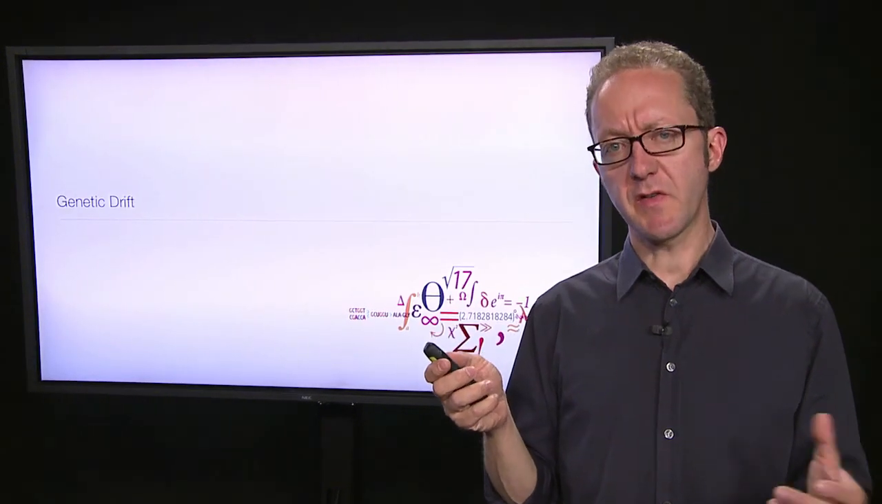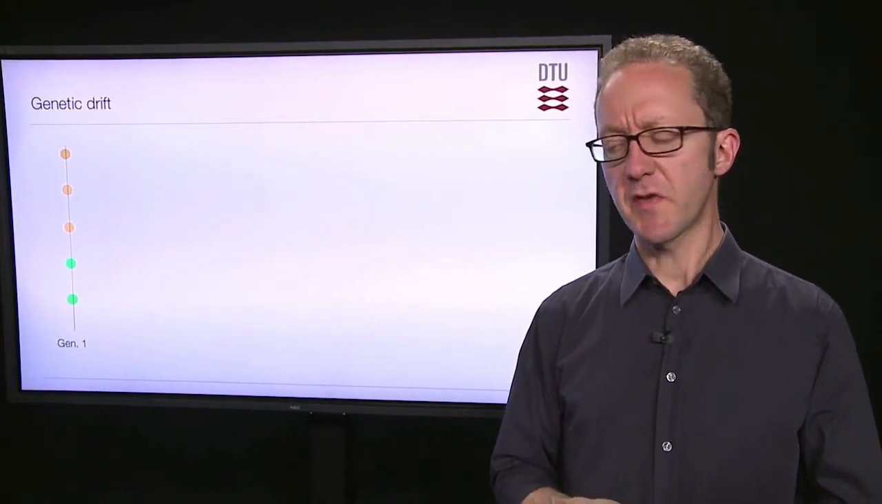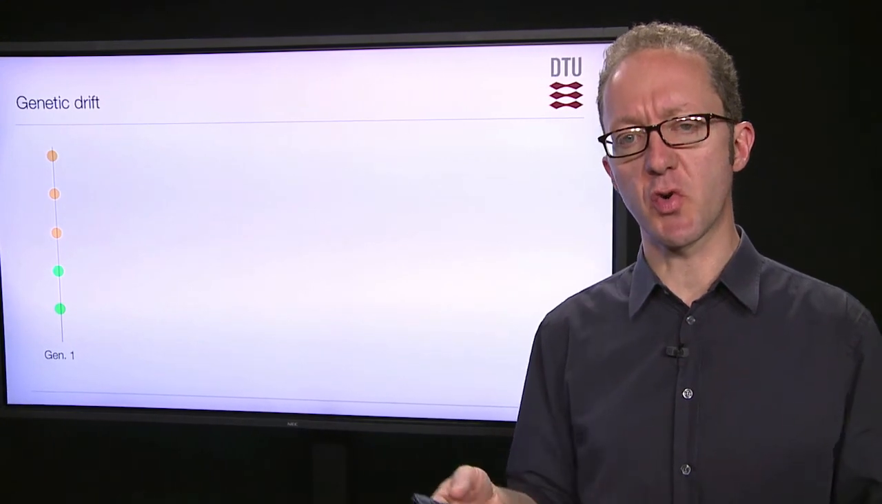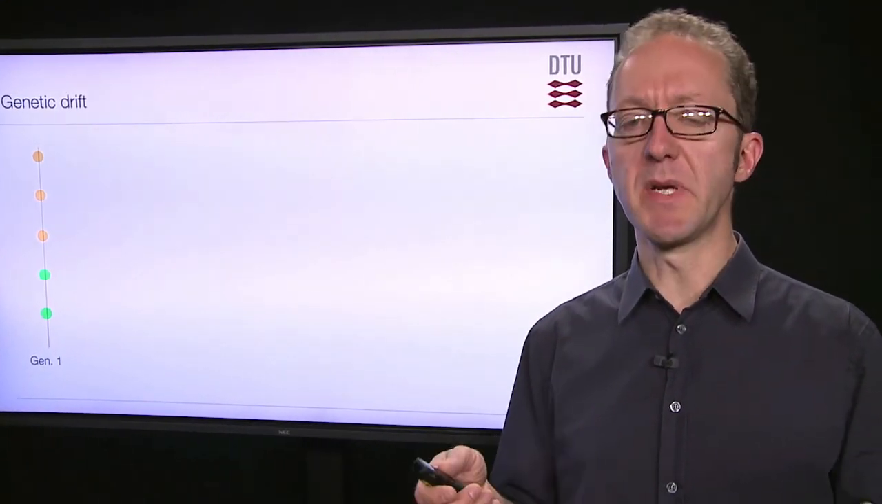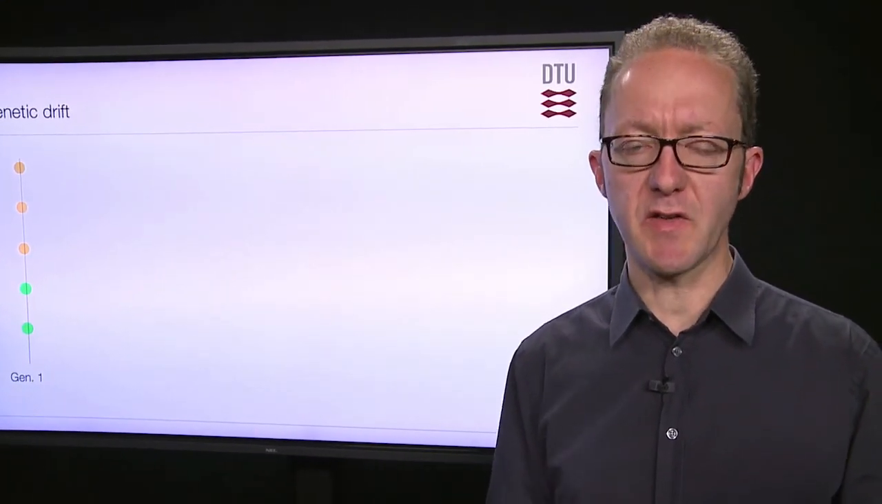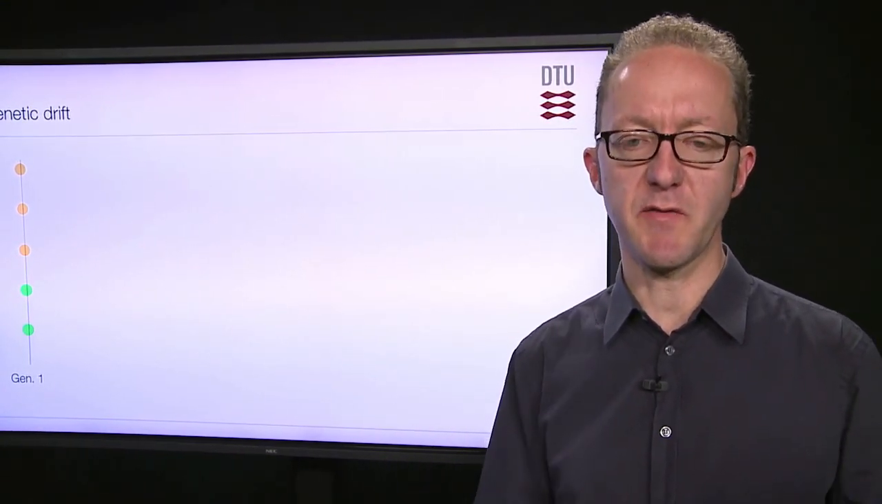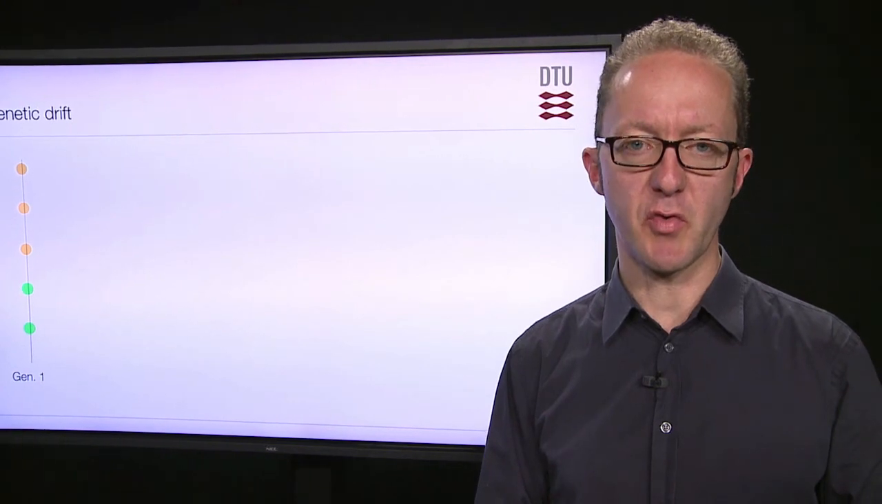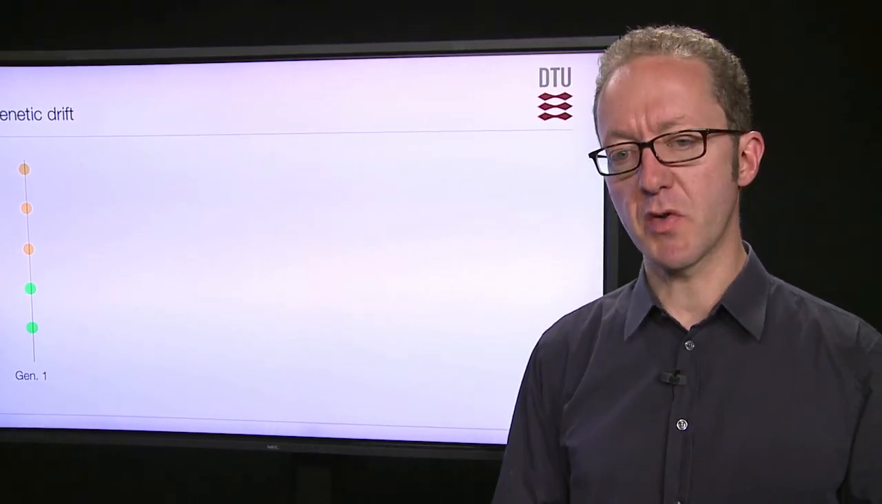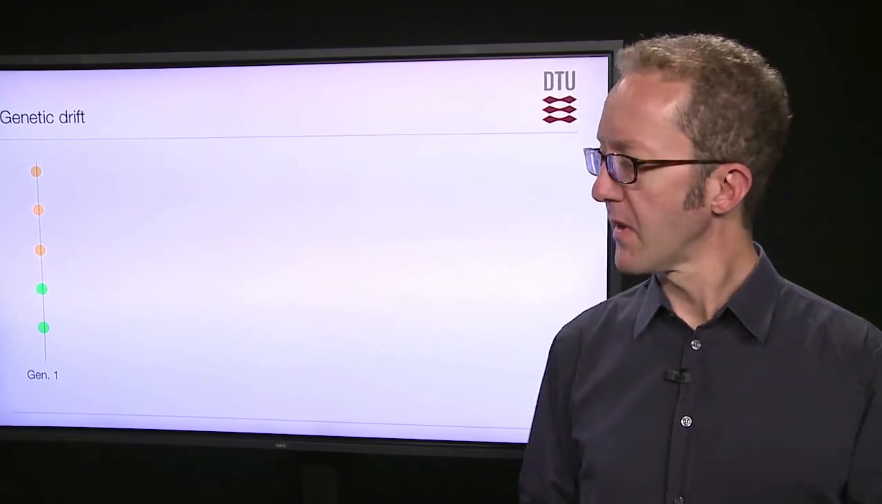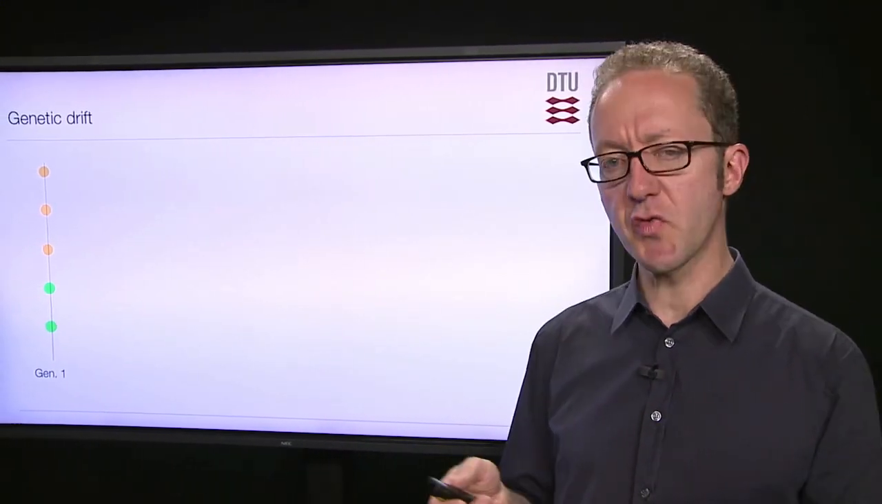So the existence of neutral mutations, the idea that some changes in the genetic material do not cause a fitness difference, means that there must be stochastic effects also in the change of allele frequencies. There must be stochastic effects in evolutionary processes also. These are all covered by the name genetic drift. So let me try to illustrate such a stochastic process.